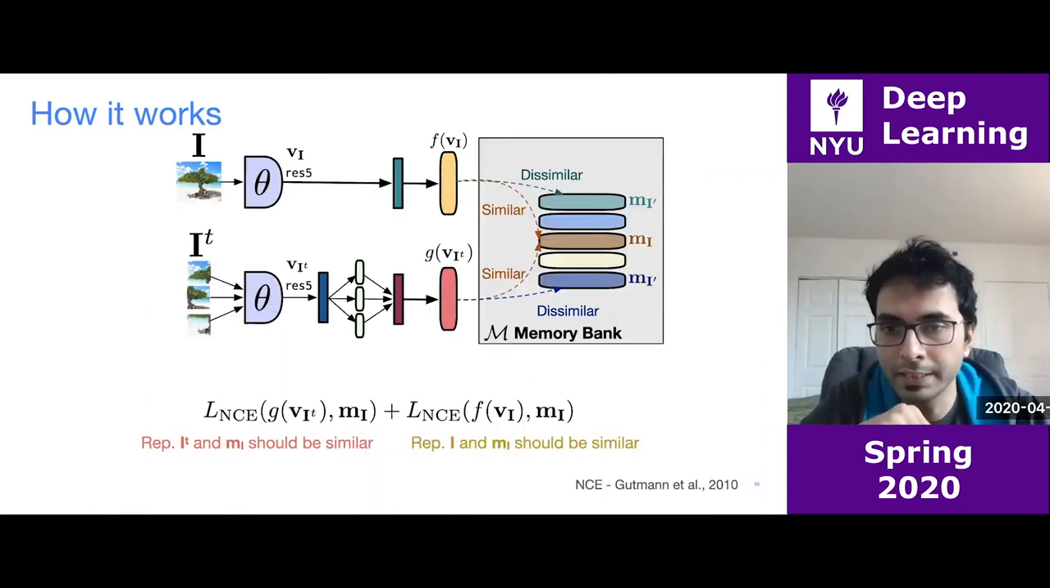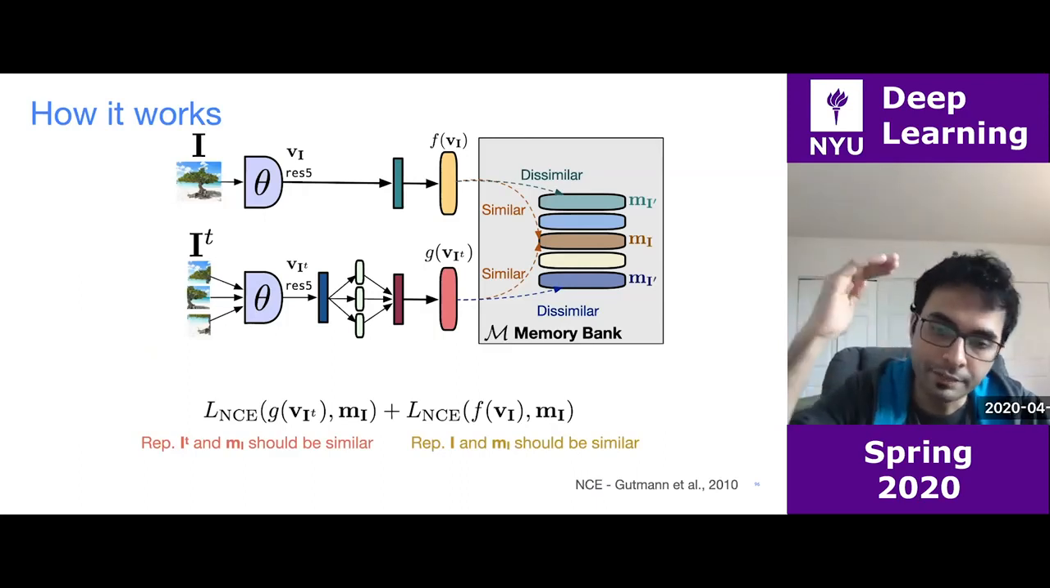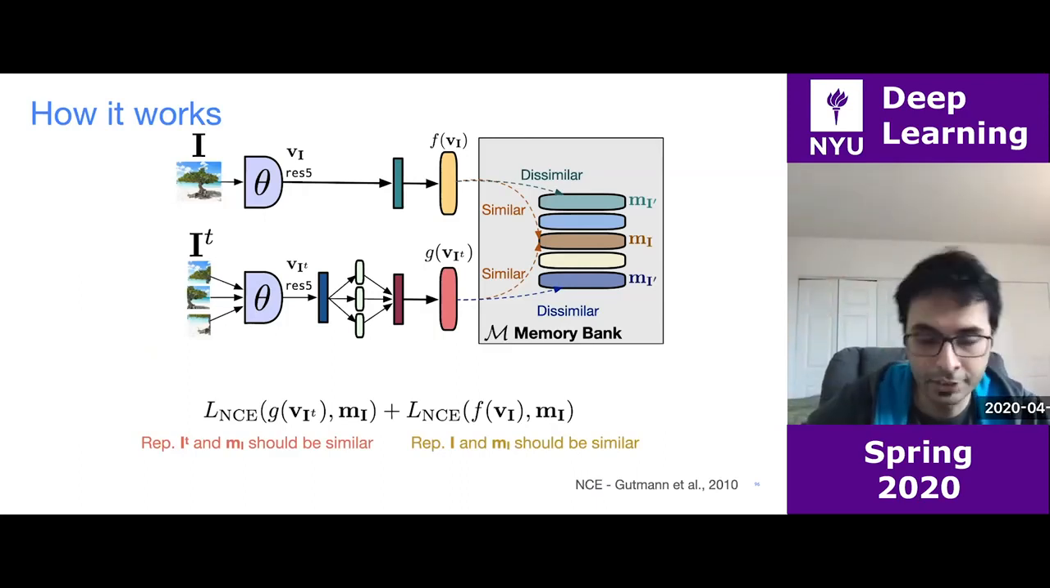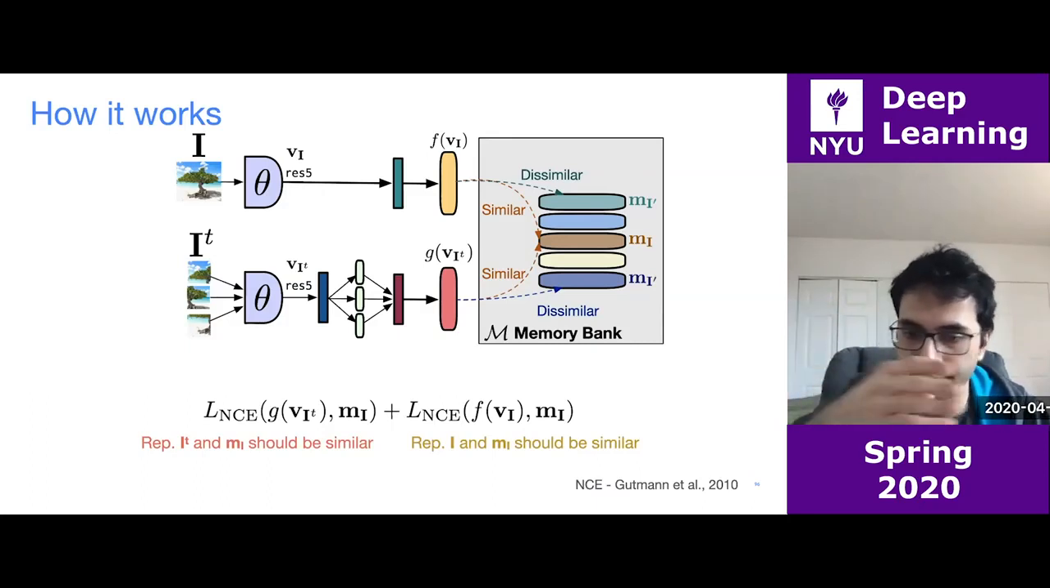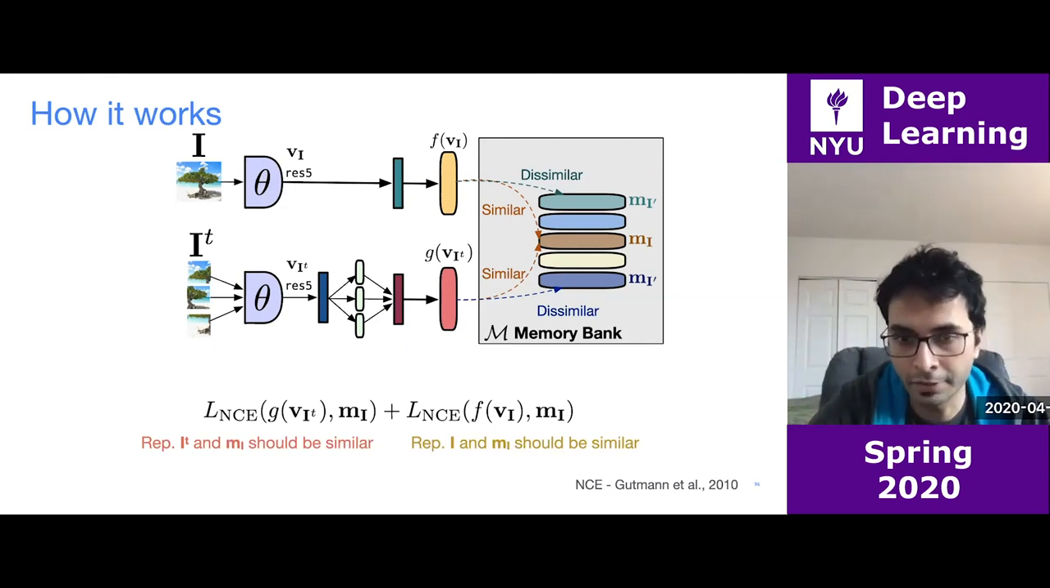What this memory bank does is that it stores a feature vector for each of the images in your data set. And when you're doing contrastive learning, rather than using feature vectors from a different negative image in your batch, you can just retrieve these features from memory. You can retrieve features of any other unrelated image from the memory, and substitute that to perform contrastive learning.